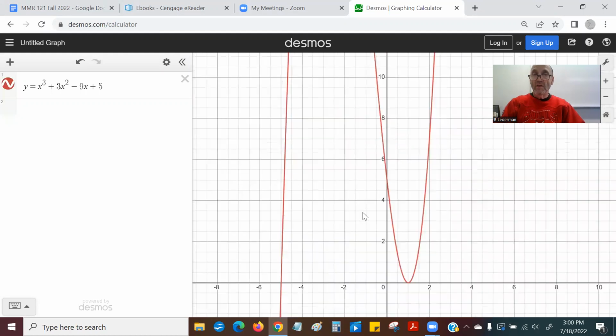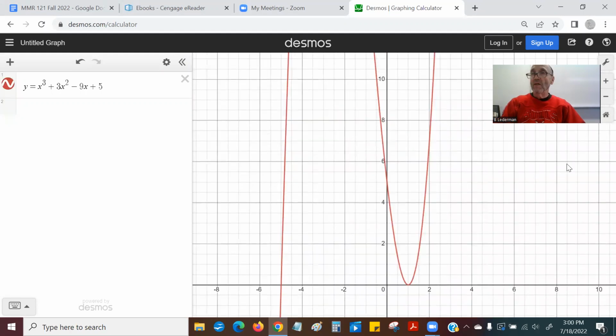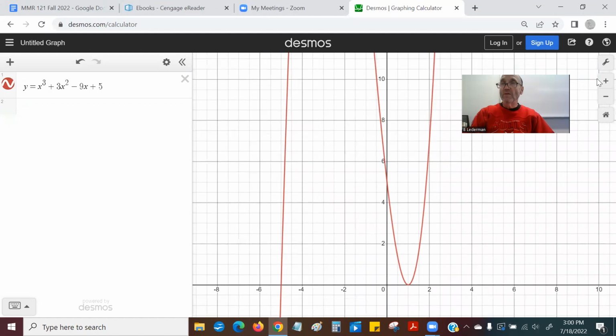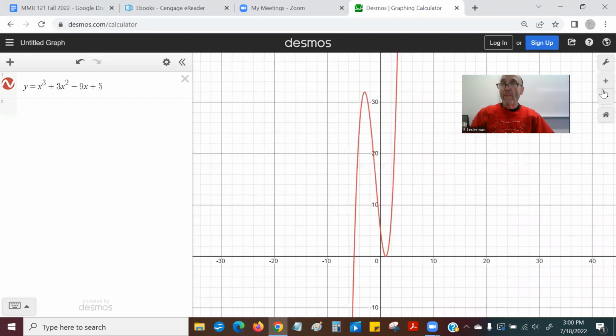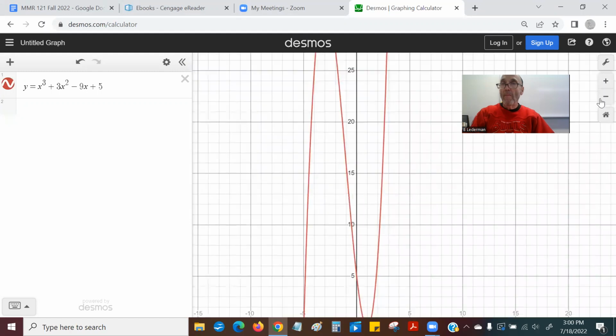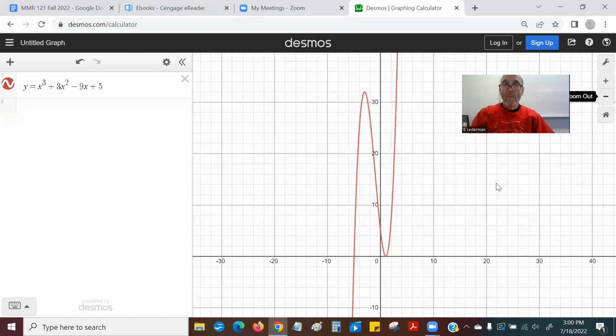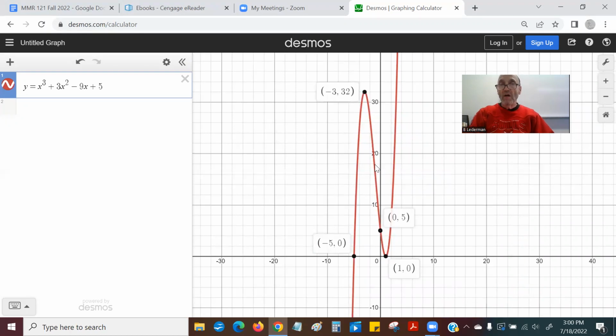Let's go down a little bit. Oh, I lost all those points there. I'm going to shrink this a little bit so we can see up to 32. Again, those are the points I figured out. And this point is -3, 32. Desmos won't exactly show it. -1 is around there somewhere.